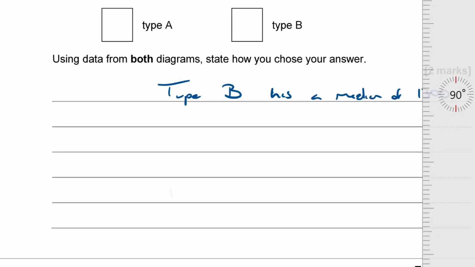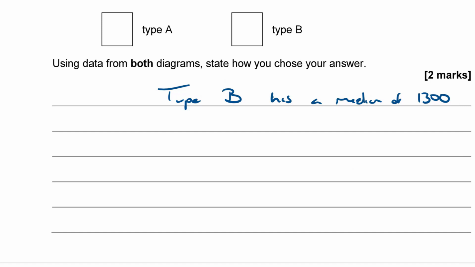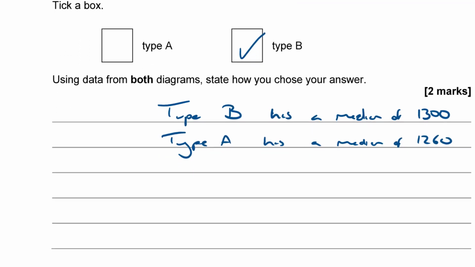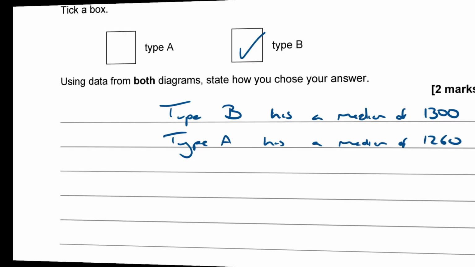So we said that type B has a median of 1300 and type A has a median of 1260. So B is the biggest median, isn't it? So what do we have to tick? On average, which type has the greater battery life? B does. State how I chose my answer. Well, I've shown that. That's all fine. I've done everything.